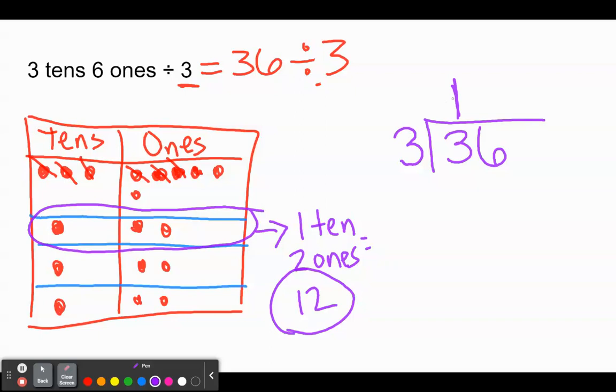Now we're going to see how many 10s we use. So we use all 3 of our 10s. So now we're going to subtract to find out how many we have left over. So we have 0 10s left over.